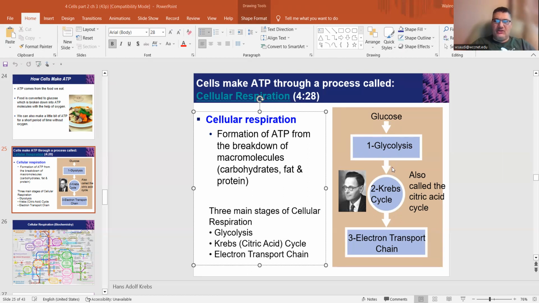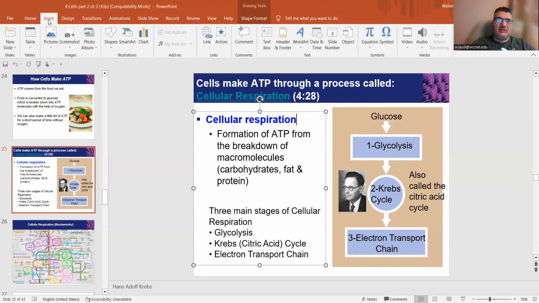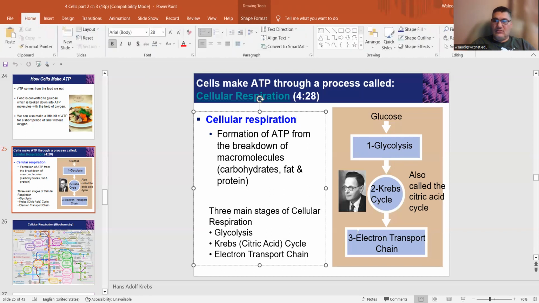Okay, so 2 pyruvic acid. What is the fate of the 2 pyruvic acid? The answer is it depends. Do you have oxygen or not? If you have oxygen, they will move to the mitochondria. And in the mitochondria, those two are going to happen.